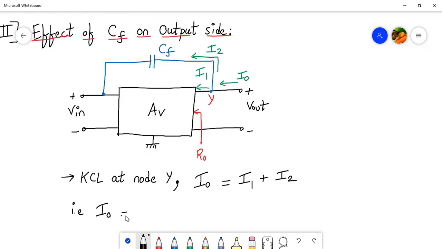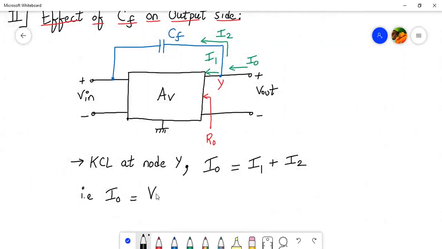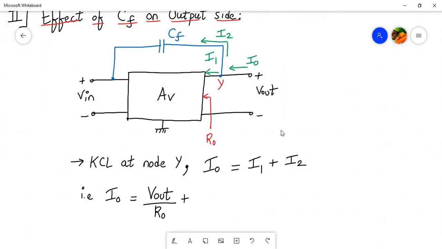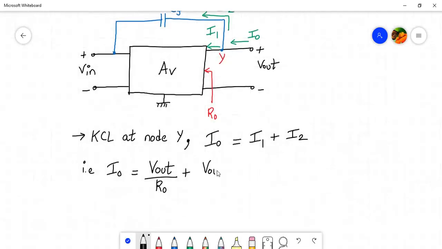So we can write IO is equal to I1 plus I2. What is I1? I1 will be Vout divided by RO, because RO is the output impedance of the amplifier. So IO can be written with I1 as Vout upon RO. And how can we write I2? I2 will be Vout minus Vin divided by XCF. So that is what we have. Right? Now let's continue further.